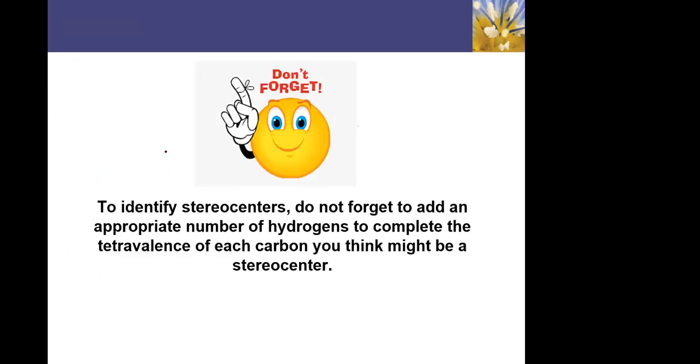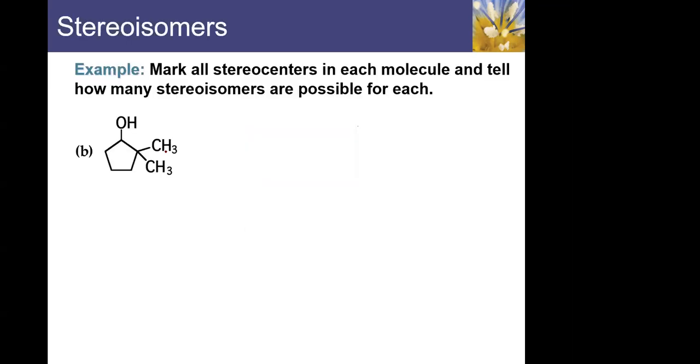To identify stereocenters, do not forget to add an appropriate number of hydrogens to complete the tetravalence of each carbon. Remember this point. Don't forget to put the hydrogens. Now let's discuss this. This is the last slide, trust me.